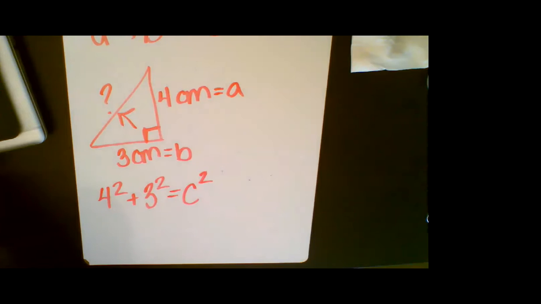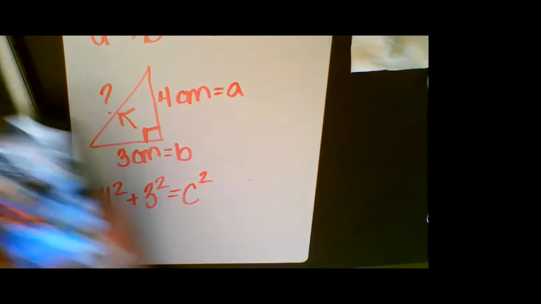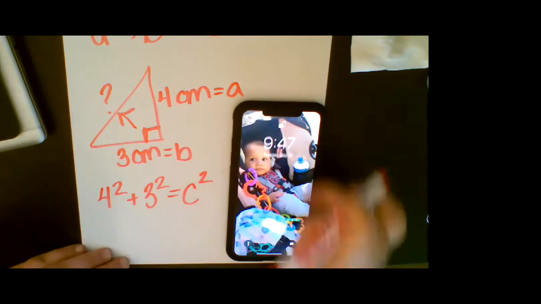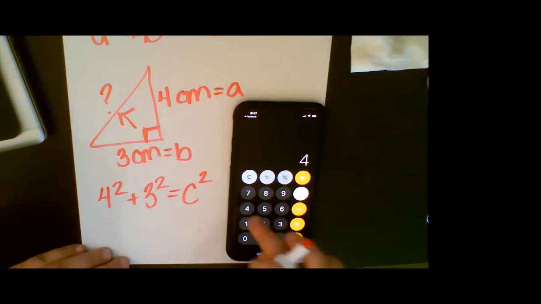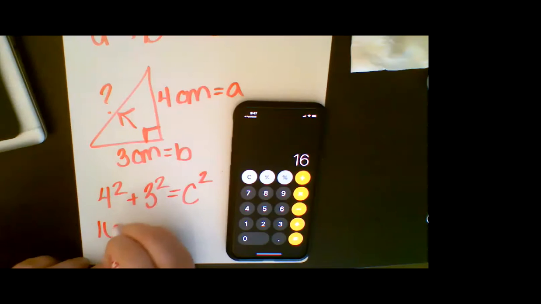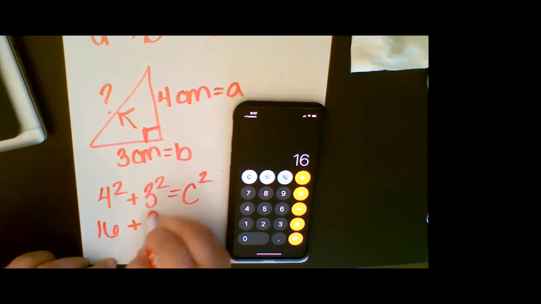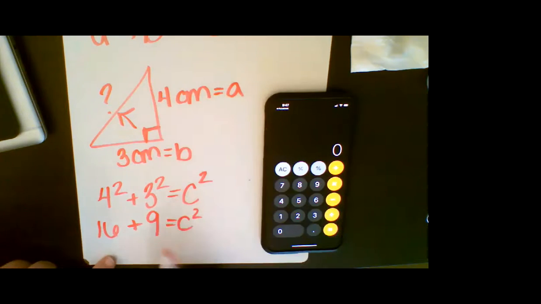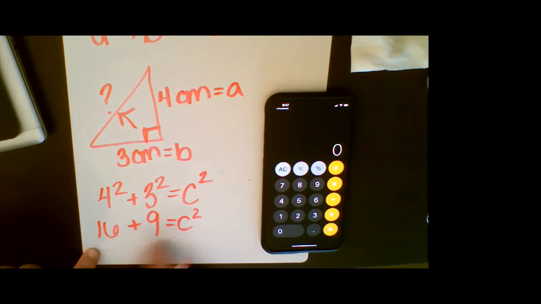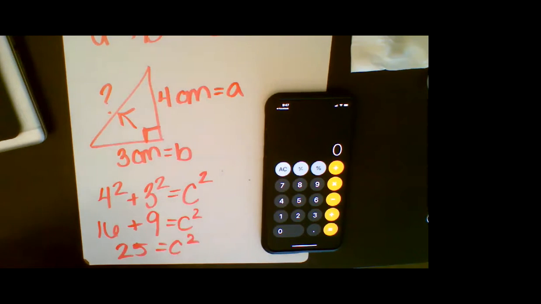So I see a couple numbers that have exponents, so let's simplify those exponents. 4 squared, if you don't know, open up your calculator. 4 squared means 4 times 4, so that's 16. 3 squared is 3 times 3, which is 9. Okay, now we need to know what C squared is, but we have two numbers added together. These two guys added together are 25. Now, technically, we have what C squared is, but we don't want to know what C squared is. We want to know what C is.